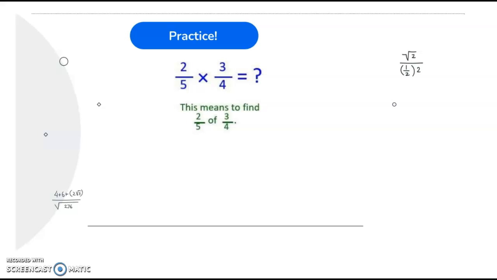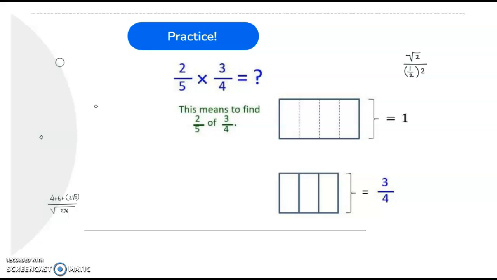This is part 2 of lesson 10, and we got cut off in the last video, so this will be a short one, but let's go back to this final practice problem. Practicing 2/5 times 3/4. This means to find 2/5 of 3/4. Right? Notice the vocabulary as we're building through.